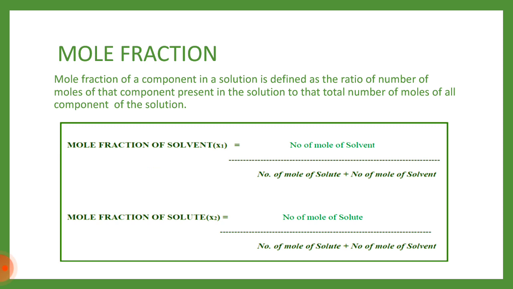Now mole fraction. What is mole fraction? Mole fraction of a component in a solution is defined as ratio of number of moles of the component present in the solution to the total number of moles of all components of the solution. Mole fraction of solvent formula is x1 equal to number of moles of solvent divided by number of moles of solute plus number of moles of solvent. Mole fraction of solute x2 is number of moles of solute divided by number of moles of solute plus number of moles of solvent.